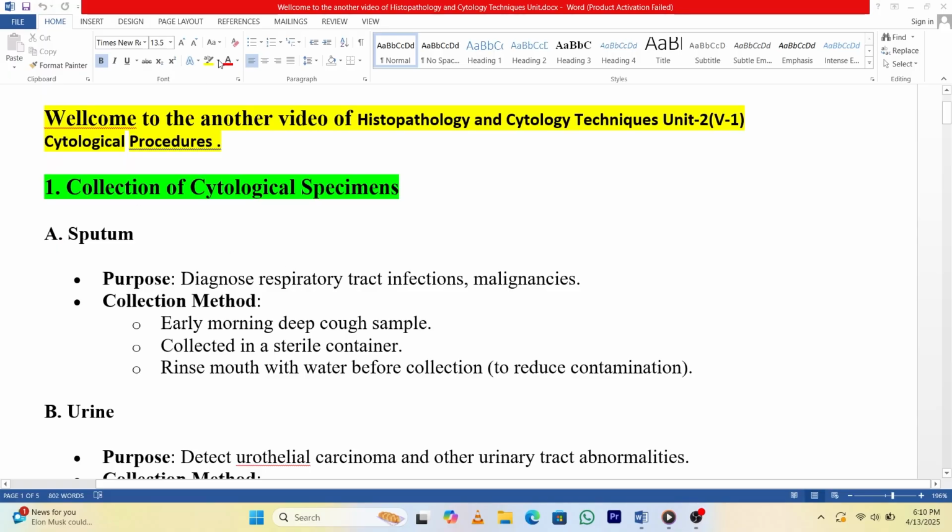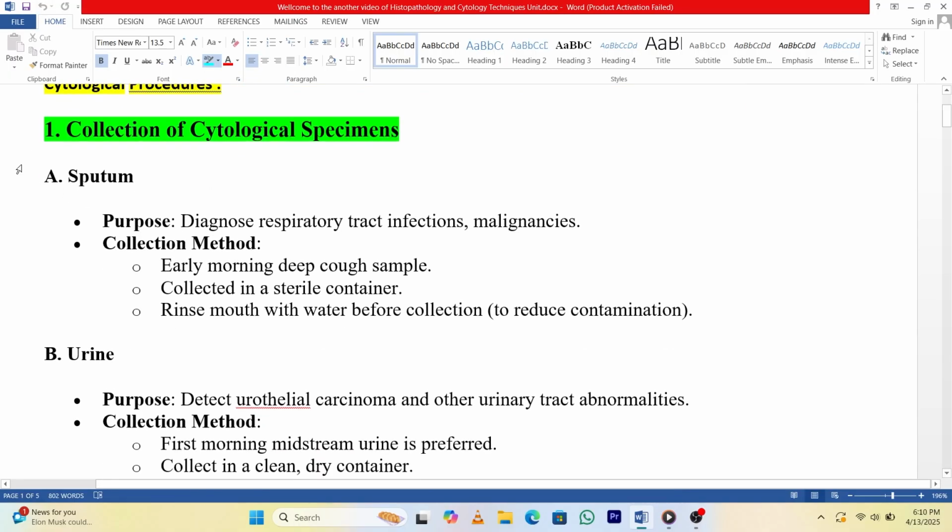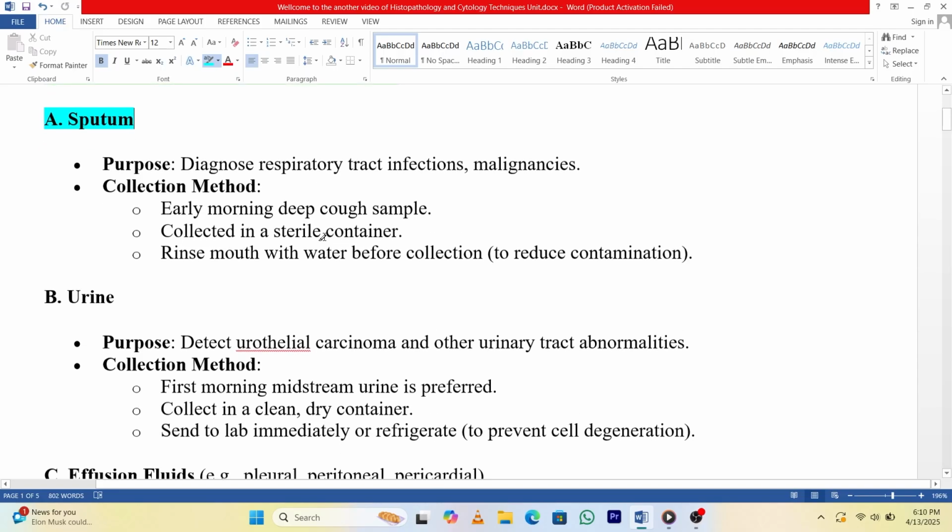1. Collection of cytological specimens. A. Sputum. Purpose: diagnose respiratory tract infections, malignancies. Collection method: early morning deep cough sample. Collected in a sterile container. Rinse mouth with water before collection, to reduce contamination.